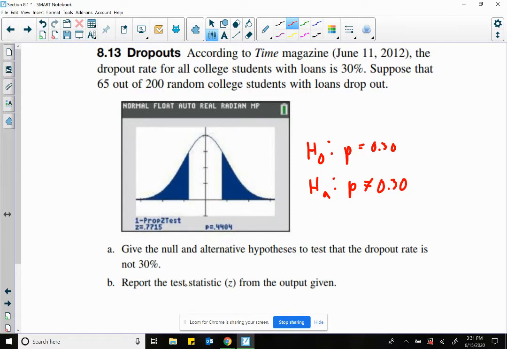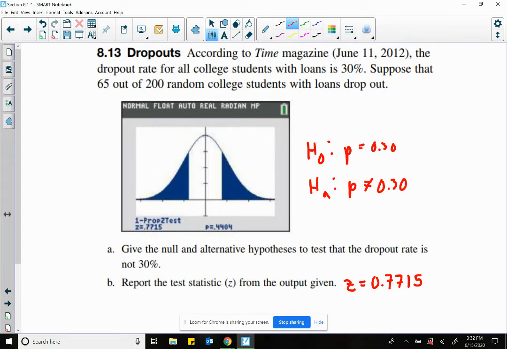Part B says report the test statistic Z. Well, that's easy. You just look up there, and it's going to tell you what the test statistic Z is. And again, just make sure that you read the fine print because it will tell you if you need to round or not. And these directions say 4 decimal places. So this would be 0.7715. And because this is positive, that means we are above our expectation.